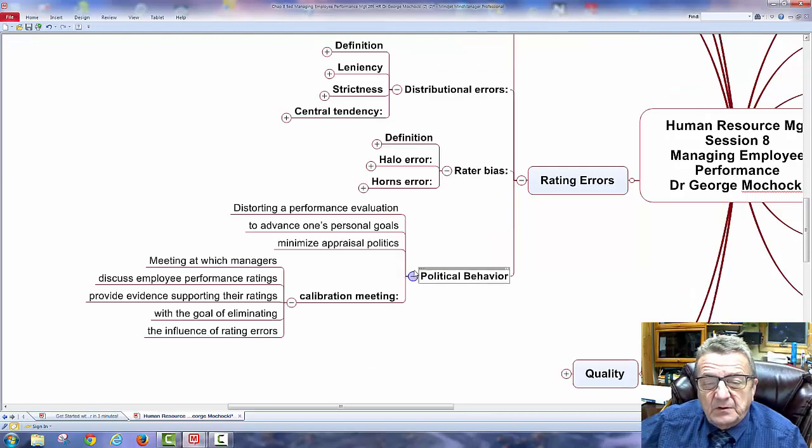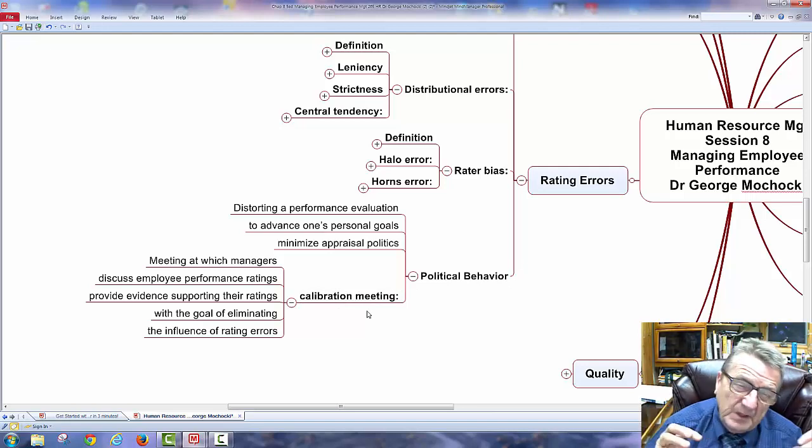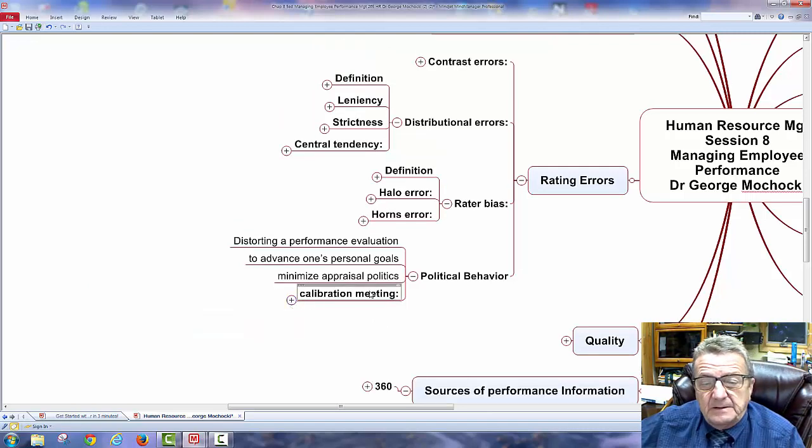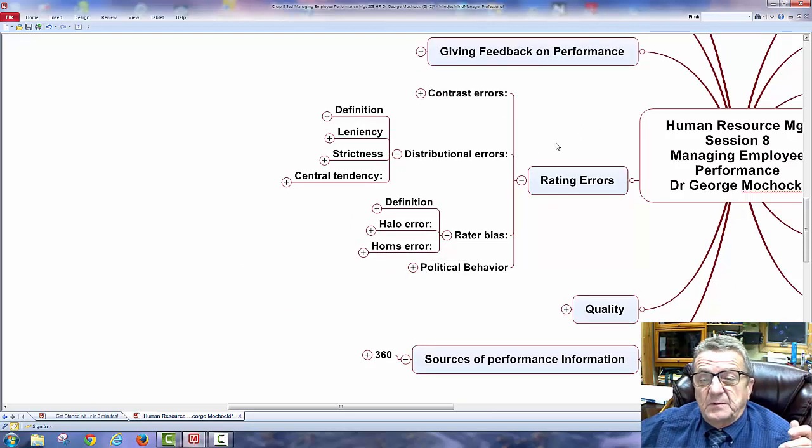And then you have political. To eliminate political rating, you have a collaboration meeting, a meeting at which managers discuss employees' performance ratings and provide evidence supporting them. So it's not me having politics in there from my own perspective. I have other managers looking at the same employees, and seeing, am I taking the politics out of them? Am I actually rating this employee on the merit and what he or she's accomplished? Okay, political rating is distorting performance evaluation to advance one's own personal goal. I want to say I've got the best department, so I rate everyone high, but my numbers don't show it. Okay, so I've got that.